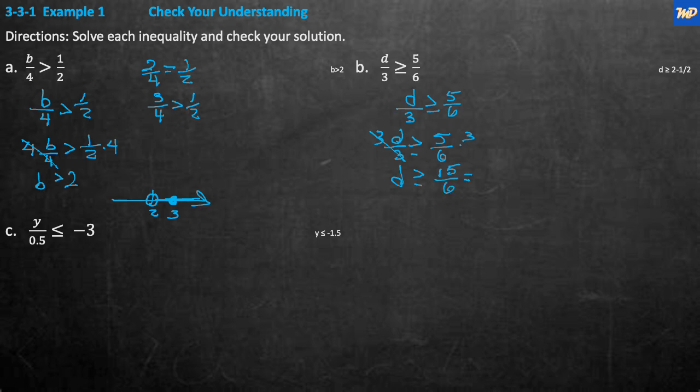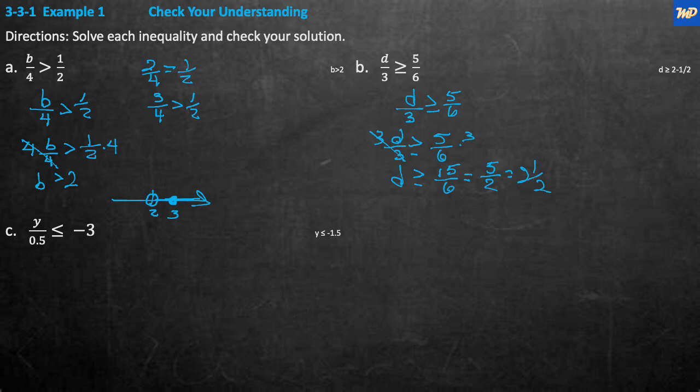15 divided by 6 is equal to 5 sixths. Excuse me. Sorry, jumped the gun here. 5 halves. Or I guess you could say 2 and 1/2. Okay, so it's 5 halves or 2 1/2. So there's your solution. d is greater than or equal to 2 1/2.